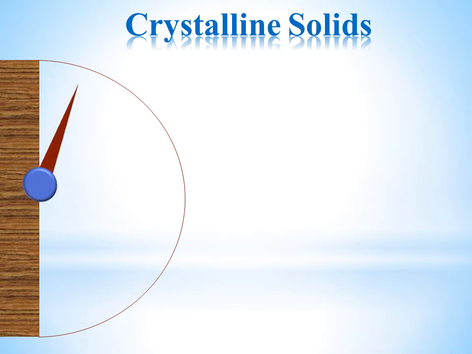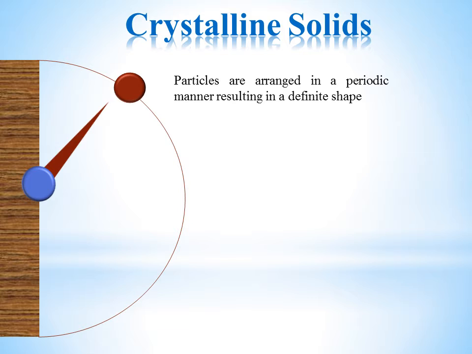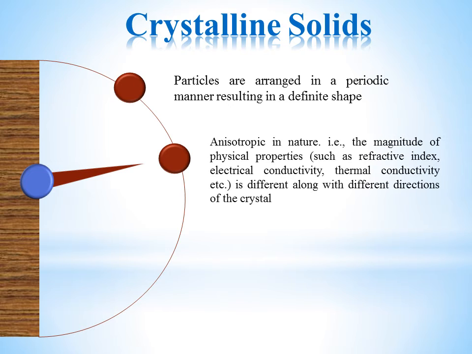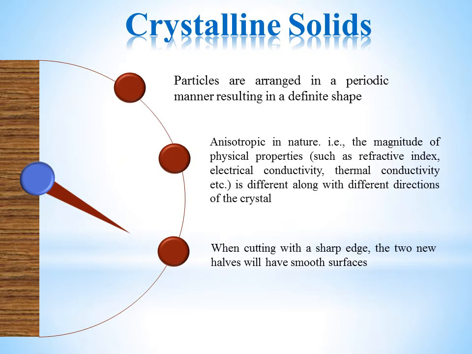Crystalline solids. In crystalline solids, the particles are arranged in a periodic manner, hence resulting in a definite shape. The crystalline solids have directional properties and therefore they are called anisotropic substances. They are anisotropic in nature. That is, the magnitude of physical properties is different along different directions of the crystal. Moreover, when we cut the crystalline solids with a sharp edge, the two new pieces appear with smooth surfaces.